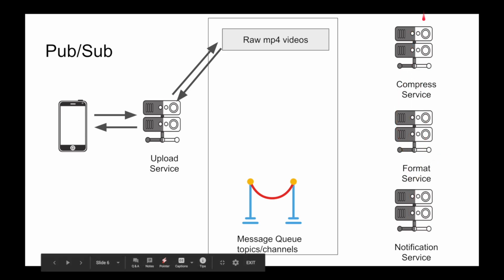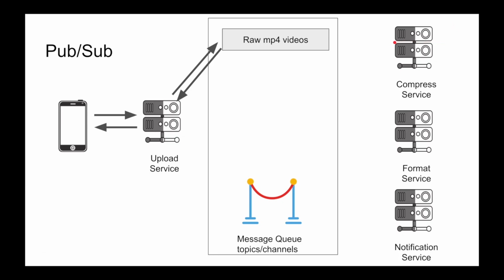These guys would have been subscribed already to a topic that already exists. I just hid it. I did some animation. But the compressed service in this case is subscribing to this topic. Now, we're going to talk in detail about how this is actually done. What does it mean to subscribe, right? It's a very weird, abstract word, right?